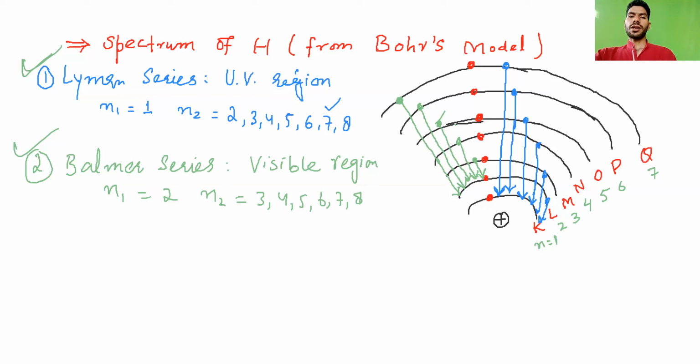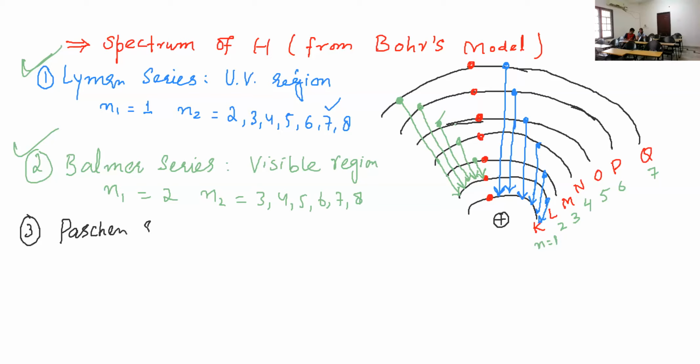So I hope that you have understood this. Now you can easily explain the third one. What was the third series? Can you tell me the name of the third series? It was the Paschen series, right? Yes, sir. Exactly. So in this Paschen series, I told that it lies in the IR region, that is the infrared region.